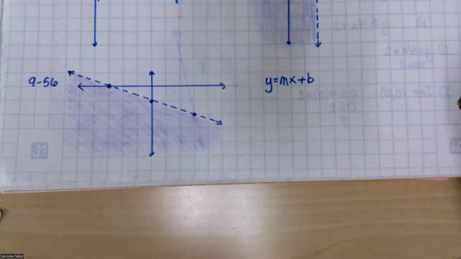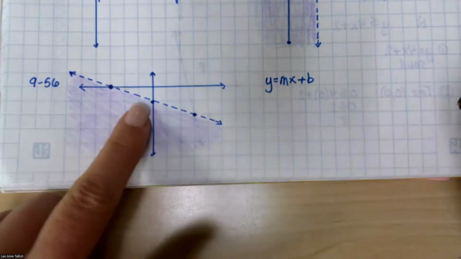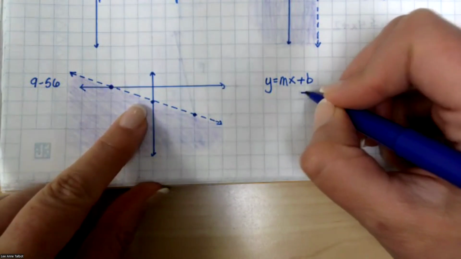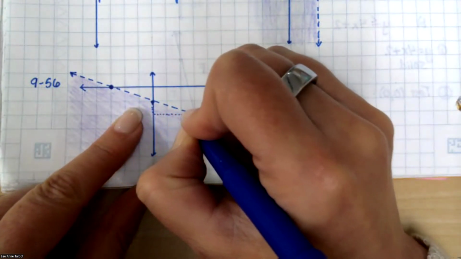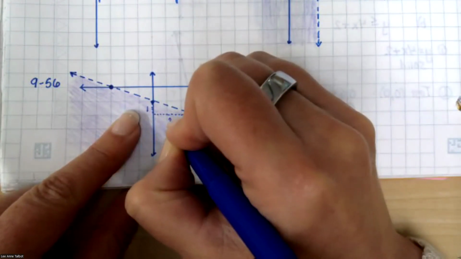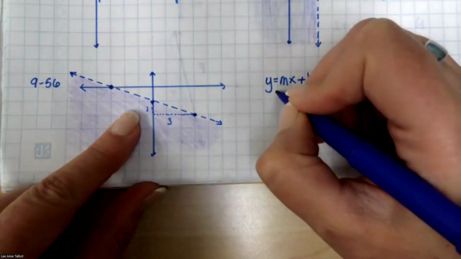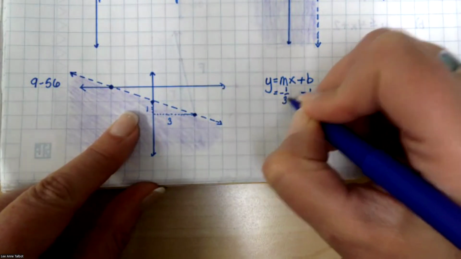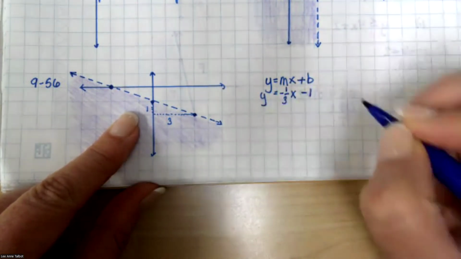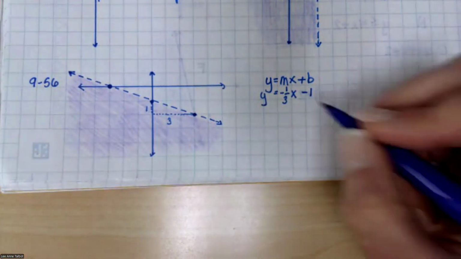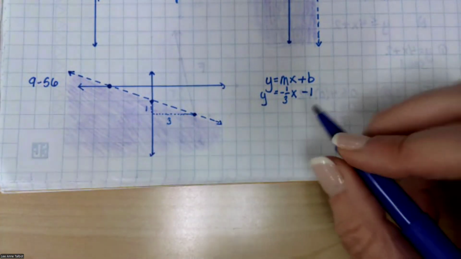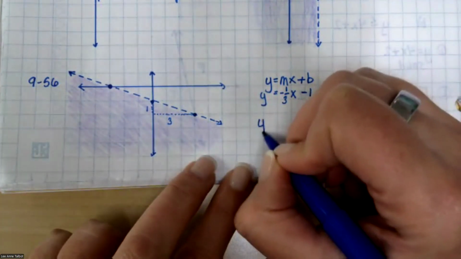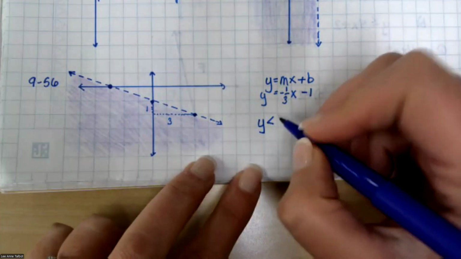What is b in this problem? -1. And the slope, -1/3. Okay, so that's how I'm going to start my problem. Then I notice that it's dashed. So I have two options.